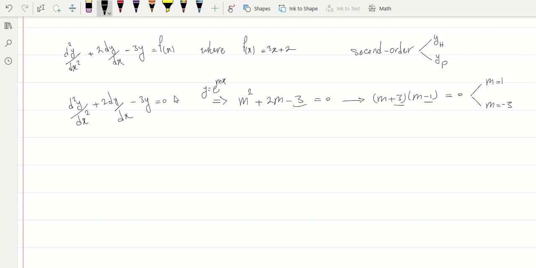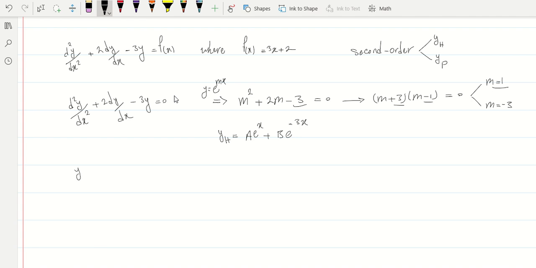Now we want to write the linear combination of the answers, so we get the homogeneous answer. The homogeneous answer would be equal to a times e to the power of x, because we are substituting m equal to 1 into this equation. Our first answer would be e to the x. Our second answer would be e to the minus 3x. Since we want to find the linear combination, we just write a and b as our coefficients, so we can combine them. So the second one would be b times e to the minus 3x.